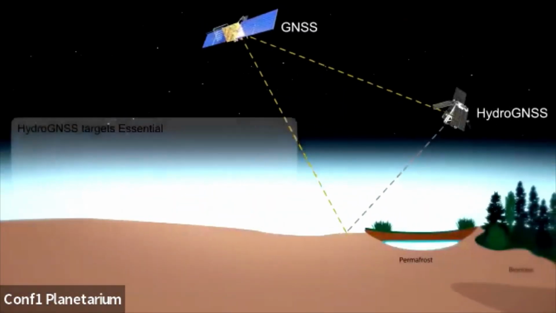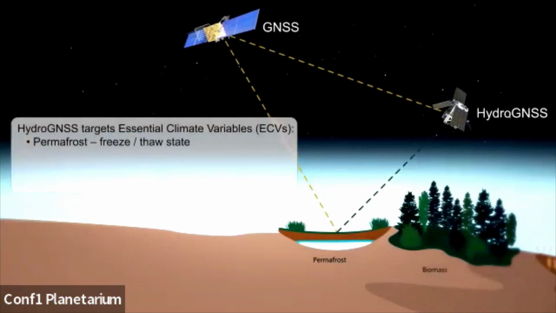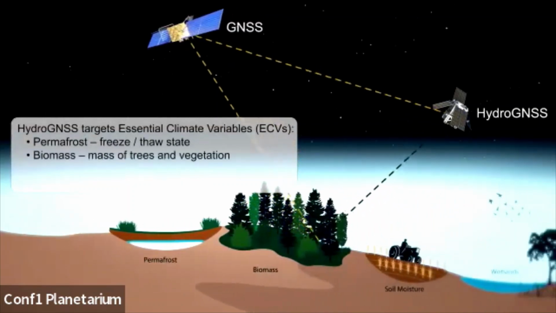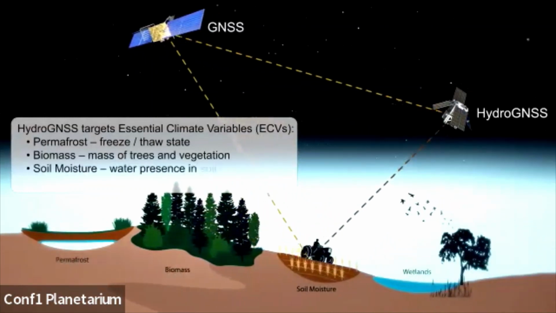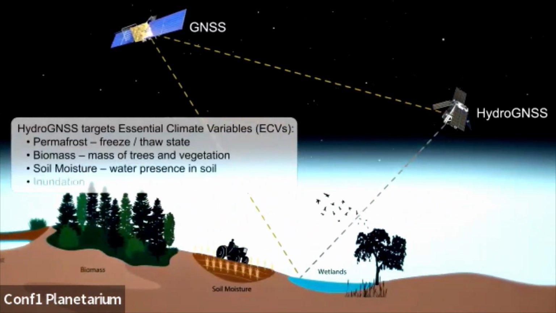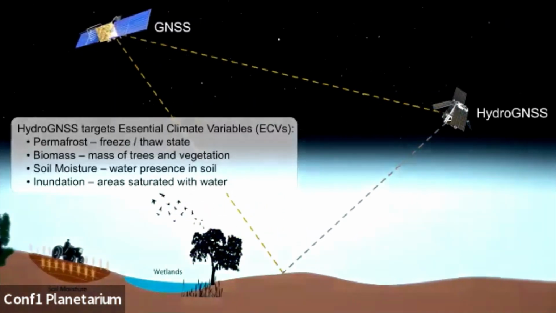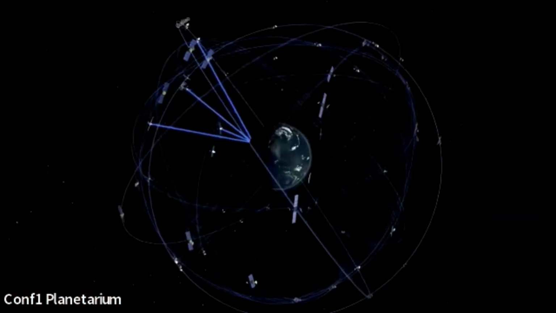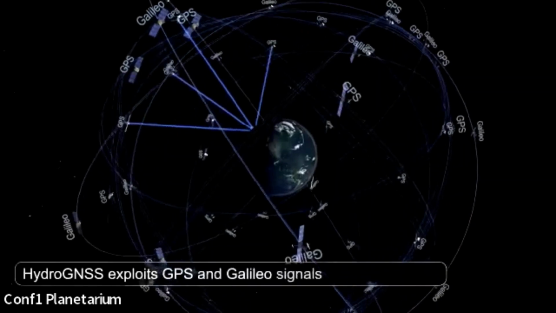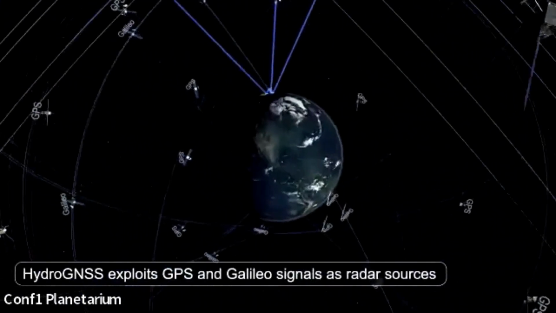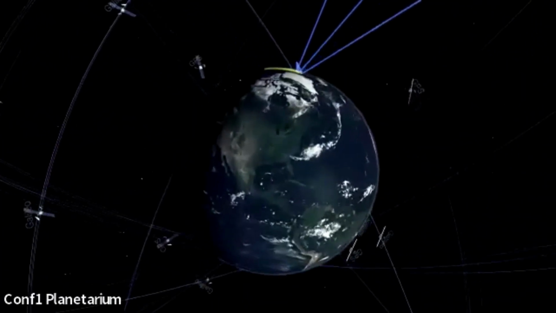So this is an animation which shows the concept of the targets that we're going for: the freeze thaw over permafrost, biomass, soil moisture, and inundation. And the way this is done is we're using signals from GPS and Galileo satellites, which are high altitude, or medium Earth orbit satellites.